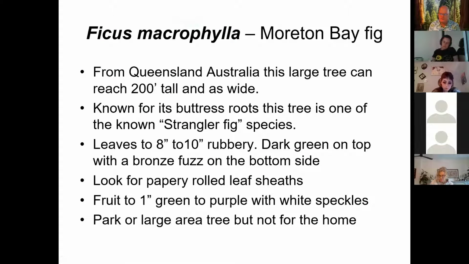Okay, from Queensland, Australia, large tree can reach 200 feet tall and as wide. Known for its buttress roots, this tree is one of the known strangler fig species. Leaves 8 to 10 inches, rubbery, dark green on top with a bronze fuzz on the bottom side. Look for papery rolled leaf sheaths littering the ground. It's an evergreen tree, so there's always a new leaf unrolling somewhere on the tree, and so this is something you see regularly. Fruit 1 inch green to purple with white speckles. Park or large area tree, but not for the home.